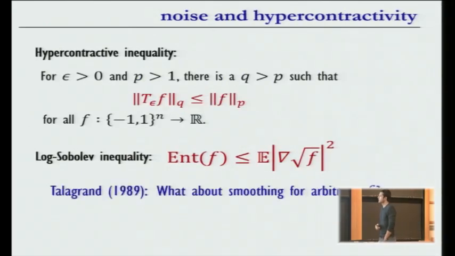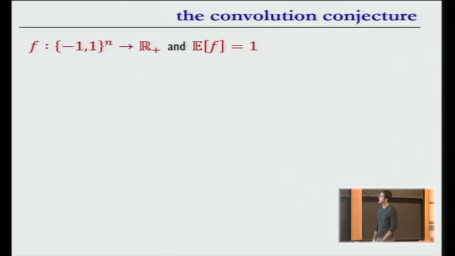These things are equivalent. So Talagrand asks, what if we don't start with any information about F? We don't start knowing that its p-norm is small for some p bigger than 1. We just take an arbitrary F. Let me tell you this convolution conjecture of Talagrand.